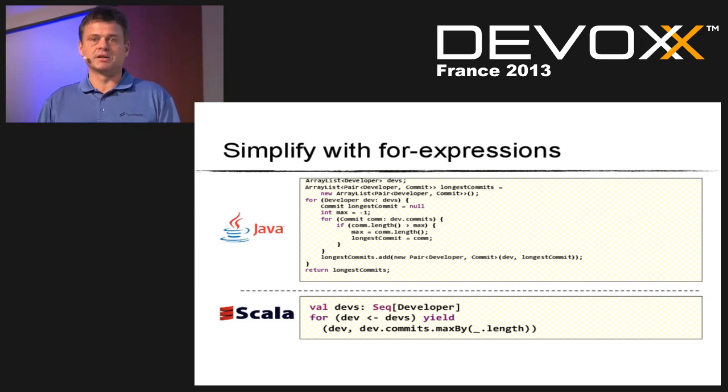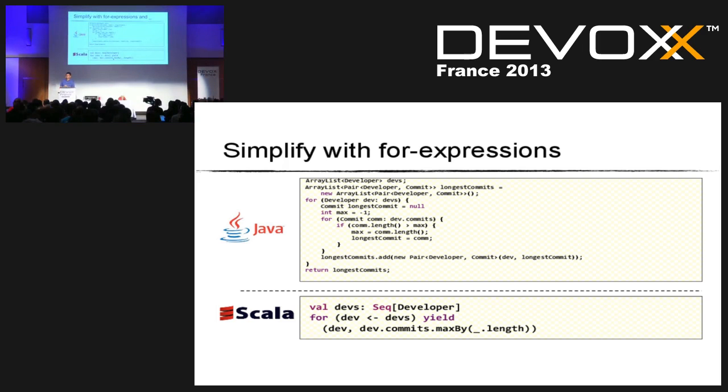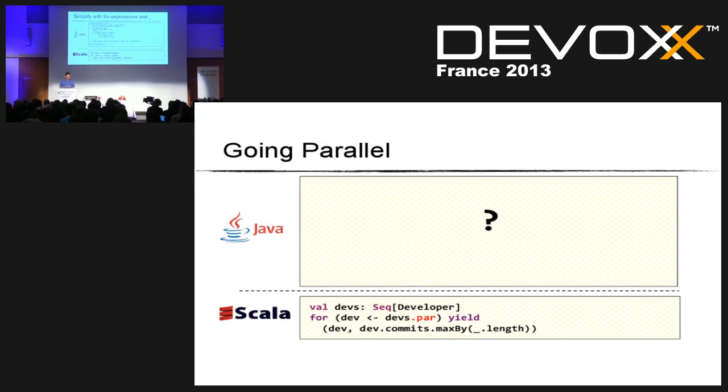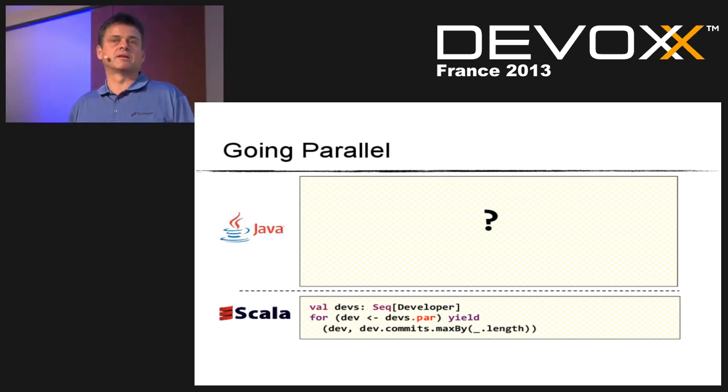Why is this important? Well, we said the new challenge is parallelism and concurrency. So, going parallel: the challenge is to write the Java example in parallel. That's not so easy, and I don't have time in the keynote to do it, and I don't have space on this slide to give you a solution. In Scala, all you need to do is this. You add .par to defs. So we say for developer taken from defs in parallel yield the other thing.